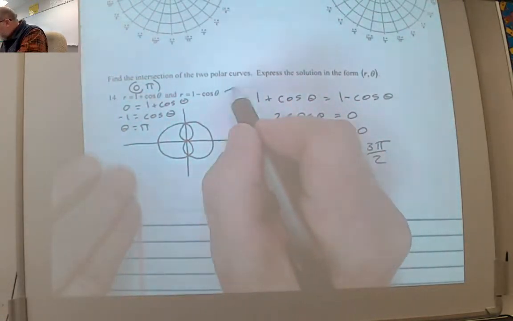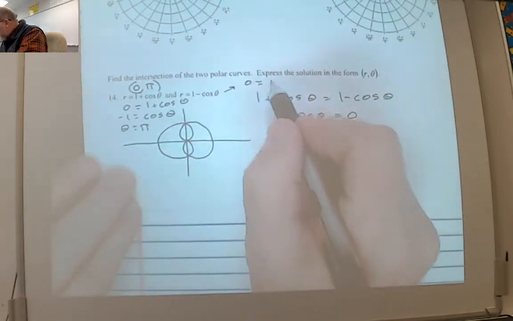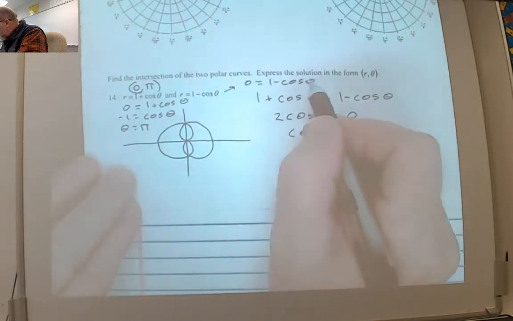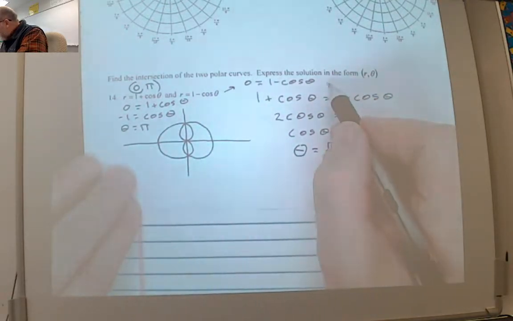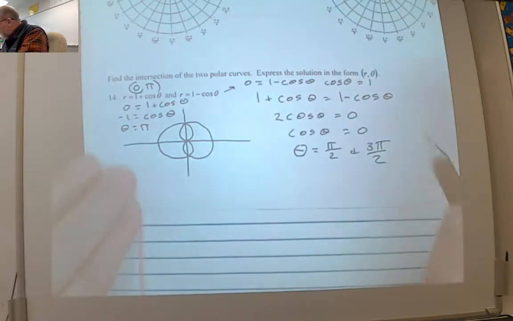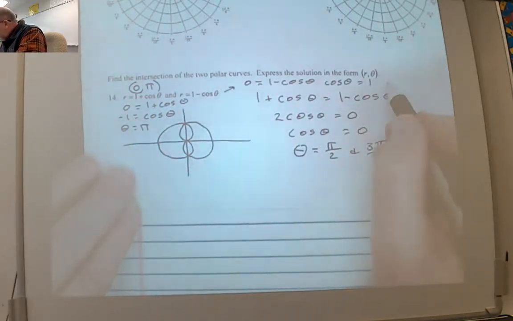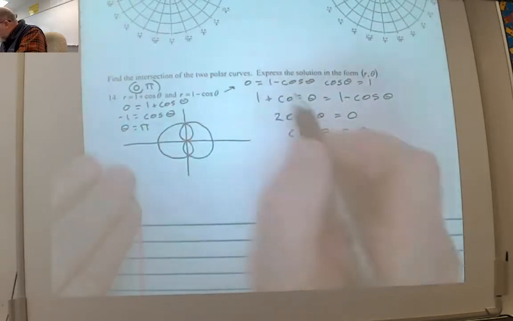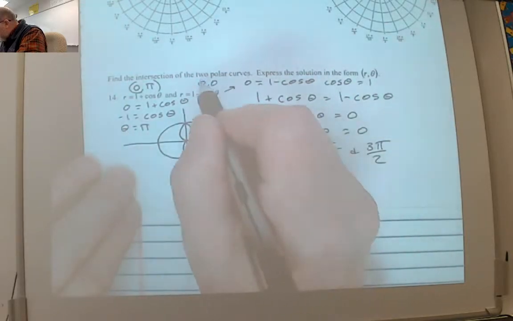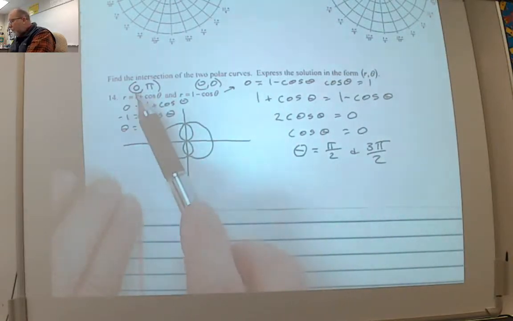Likewise, I could do the same thing with this equation. 0 equals 1 minus cosine theta. And so cosine theta is going to equal 1. So it's at the pole when? 2 pi or 0. So I could say for this one, it's at 0, 0. So do they intersect? Yeah, because there's two.